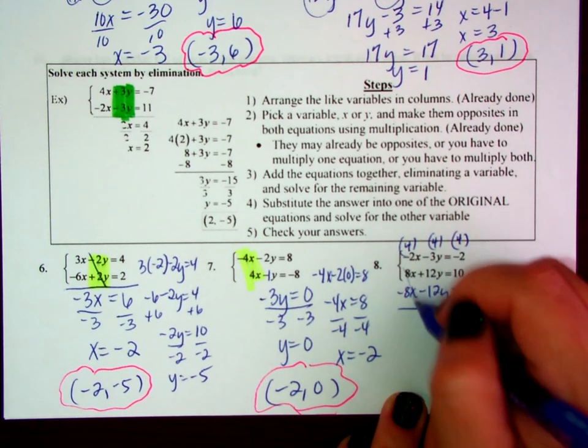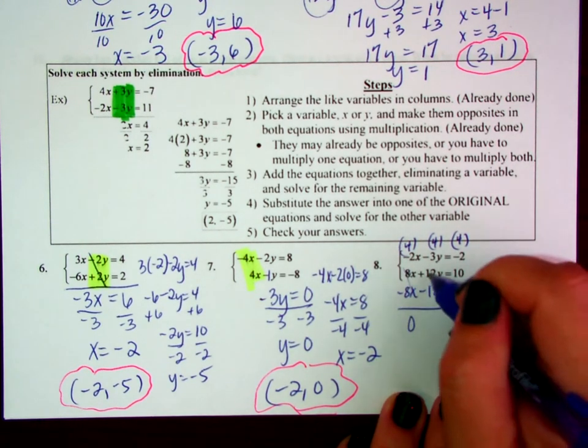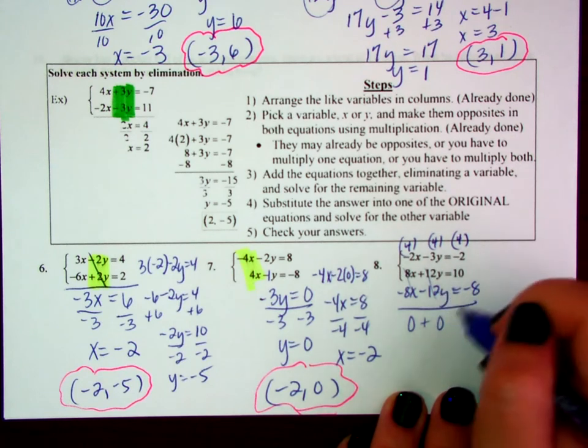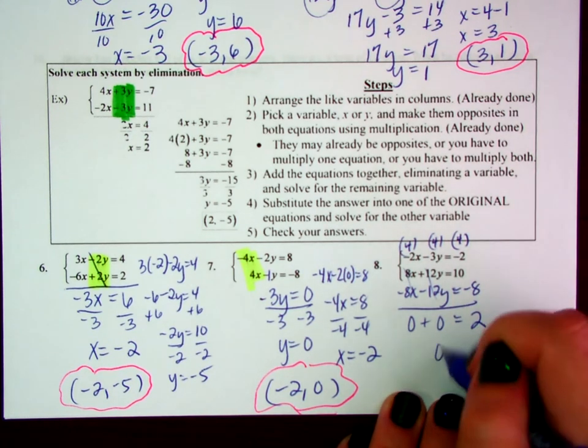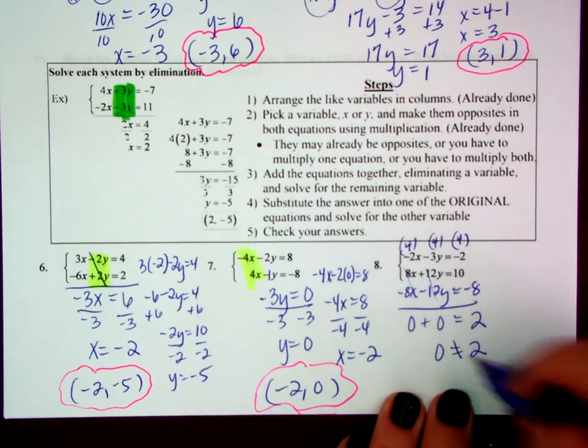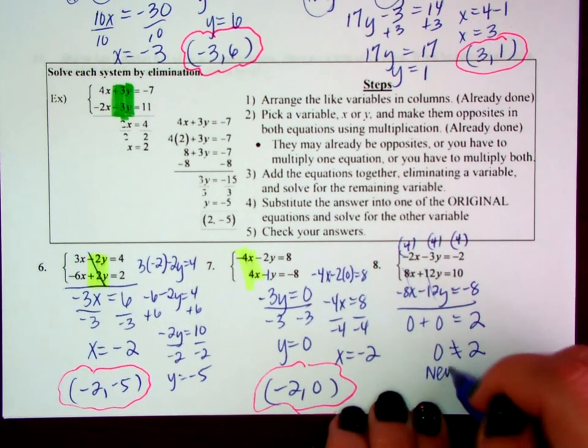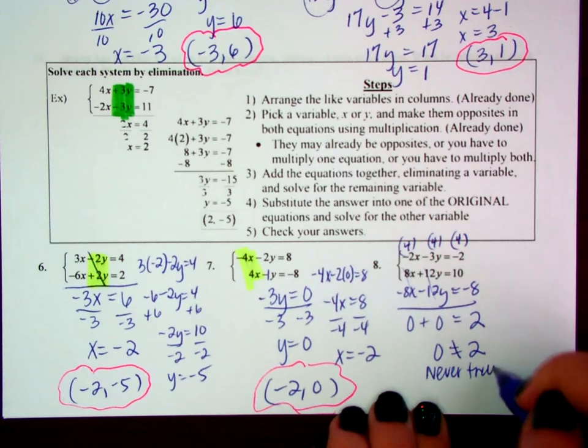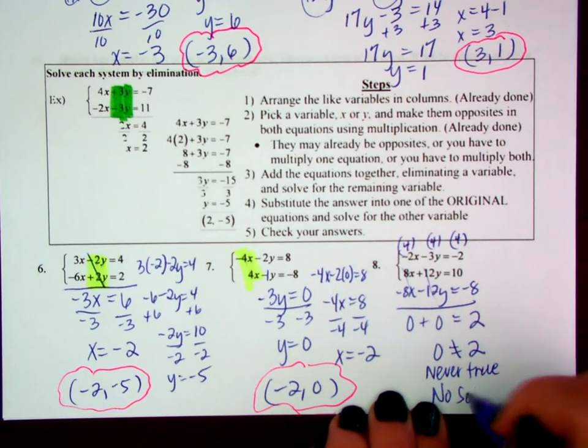And now 8 minus 8 is 0. That zeroes out. 12 minus 12 is 0. That zeroes out. And 10 minus 8 is 2. So wait a second. 0 equals 2. When is that true? That is never true. So there is no solution.